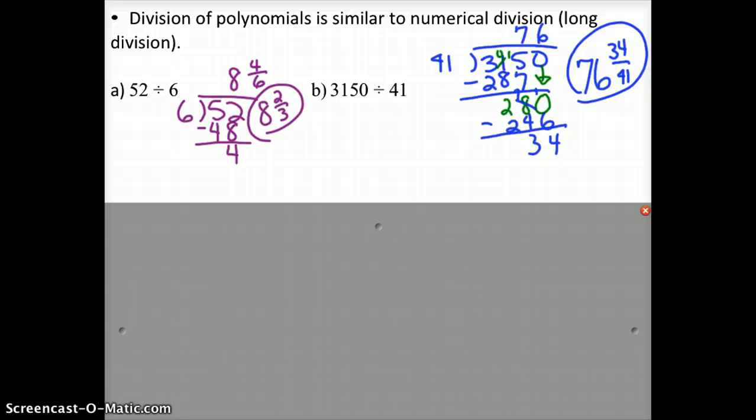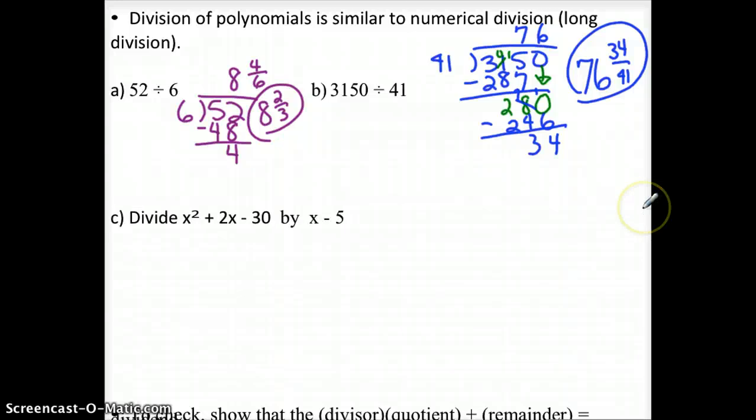So hopefully you were able to get that on your own, because we're going to need these skills when we divide polynomials. So here we go. Here's a normal problem that you will be working with. Divide x squared plus 2x minus 30 by x minus 5.